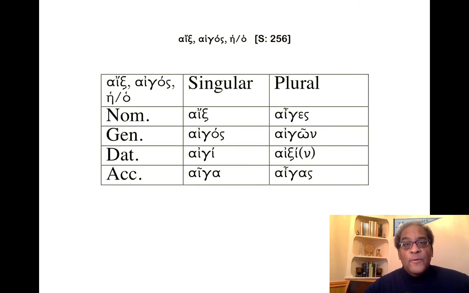Next, we have the word for goat, αἴξ, αἰγός, and we see that the gamma of the stem, when it unites or collides with the sigma to form the nominative, you get αἴξ. So αἴξ, αἰγός, αἰγί, αἶγα, αἶγες, αἰγῶν, αἰξί, αἶγας. So the dative plural is a little strange, as always with these third declensions.